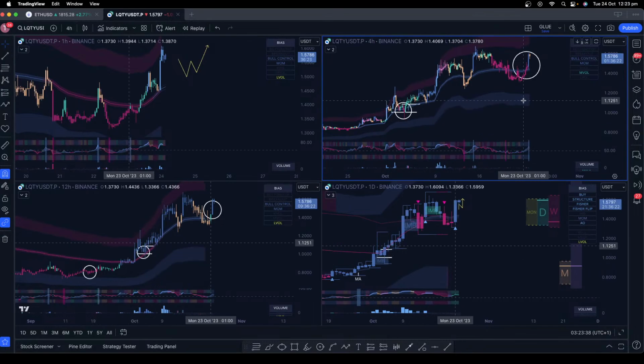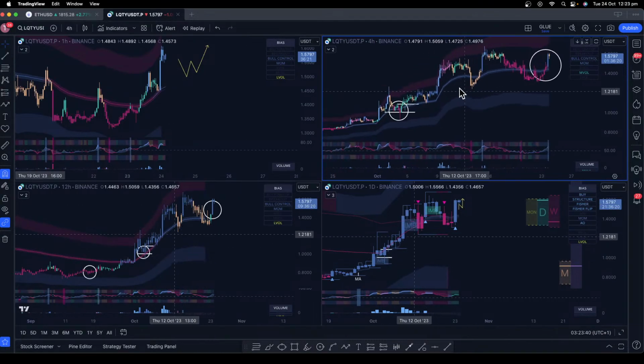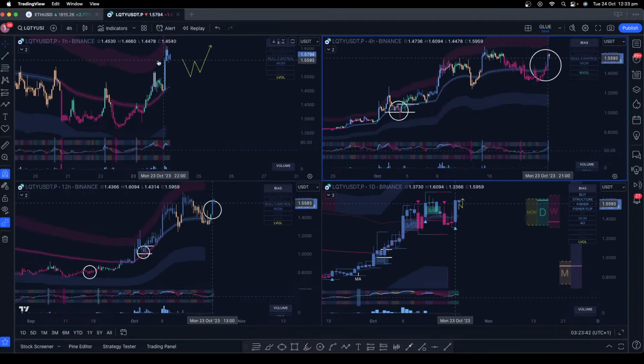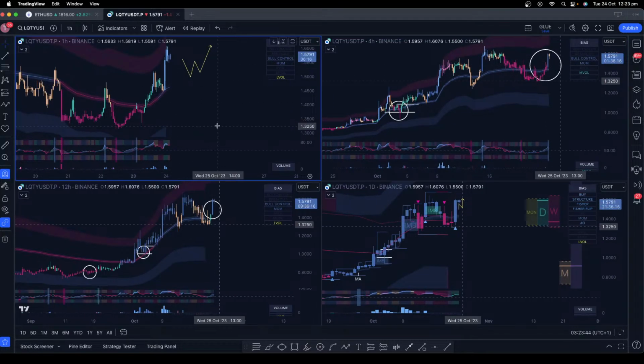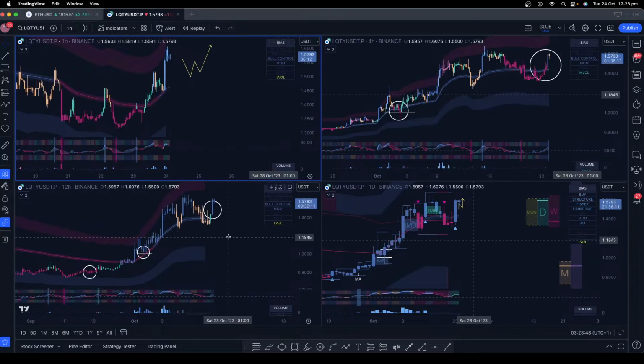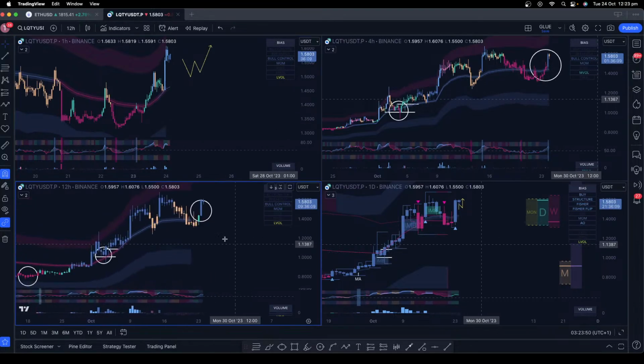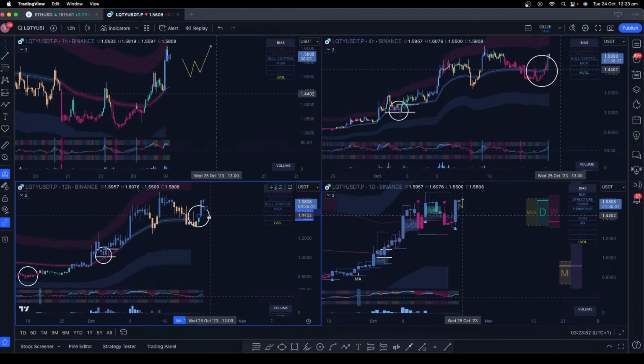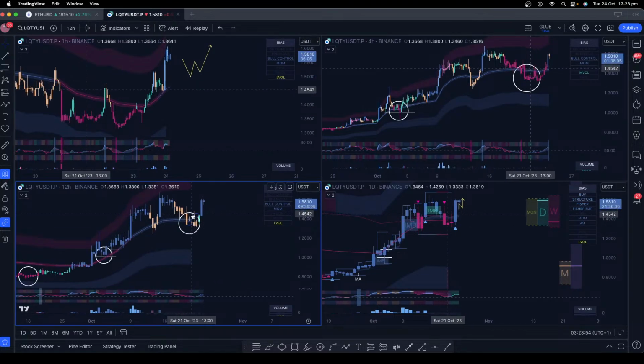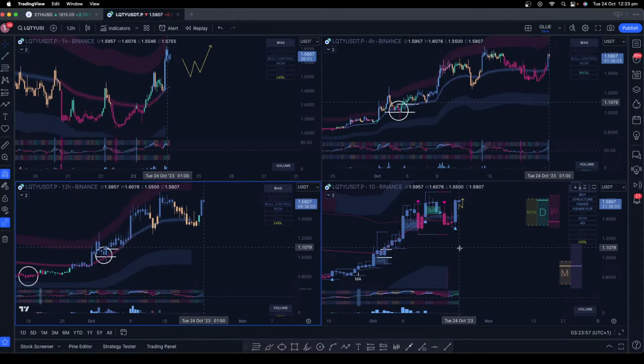Something similar to that. I'm not going to go too much into detail with it, but something similar to that. You need to know where you want to buy, and in only some circumstances will you ever be chasing price. What I like about this one is we have a color change on the 12-hour.